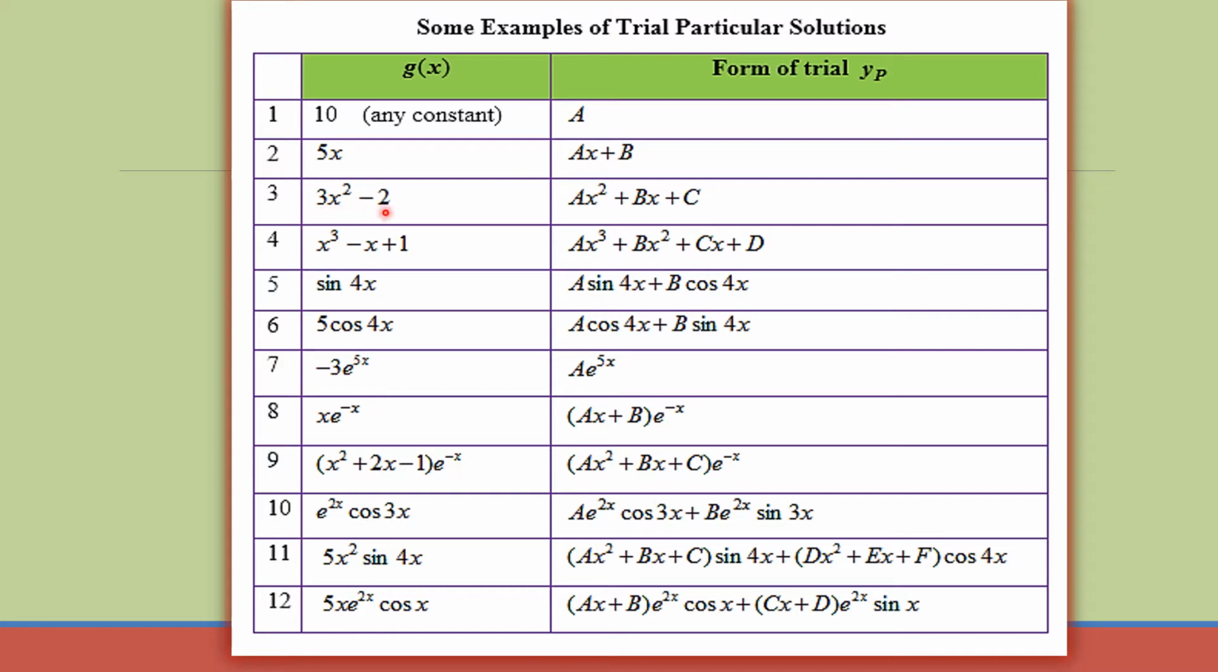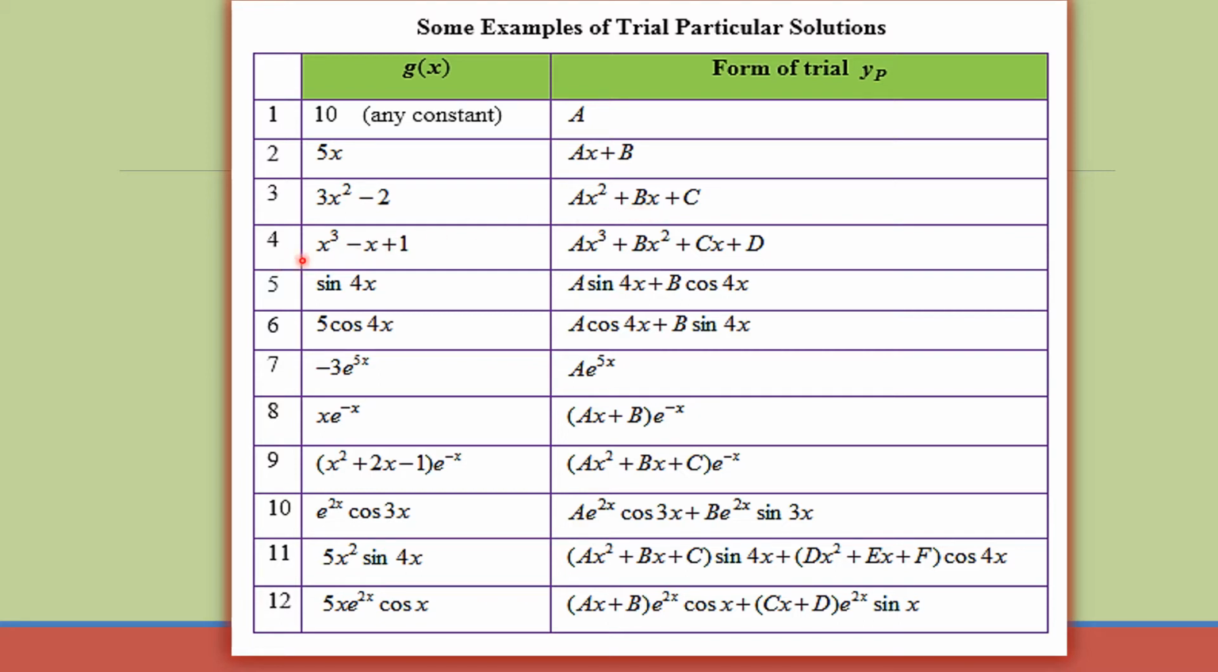In the second example, we see a quadratic function, 3x squared minus 2. Notice that the x term in this quadratic function is missing. Why is the x term not listed here? This is because the coefficient of x is 0. So in this case, we have to write down the form of the yp as ax squared plus bx plus c. Even though the x term is missing in the function g(x), you have to include the x term in the form of the yp.